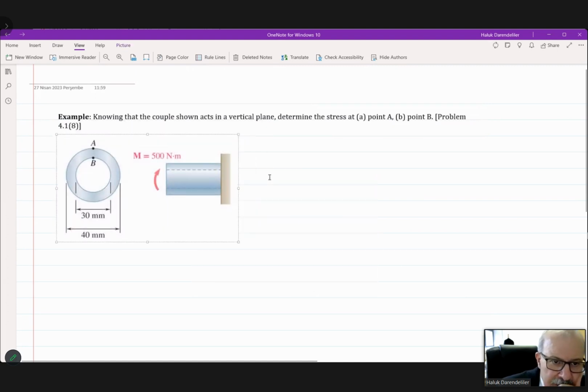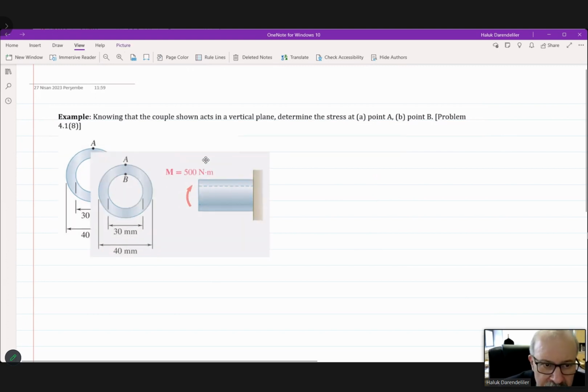Now look, knowing the couple shown, X in the vertical plane, determine stress at point A and B. Very simple problem, but it gives an understanding for these problems. Now, for the first few problems, I am going to repeat this 2 or 3 times. What is this? If we are solving such a problem, first, attach a coordinate system. Is this clear? First, attach a coordinate system.